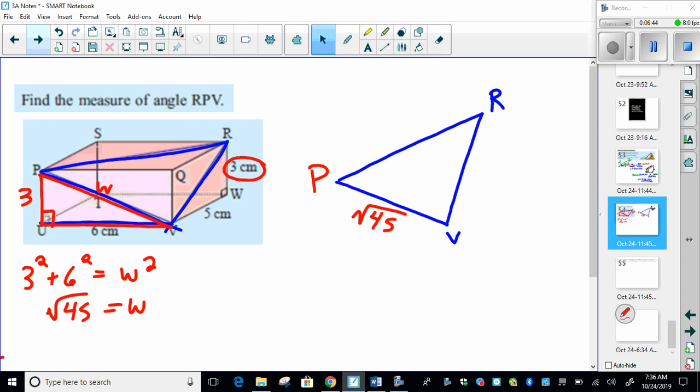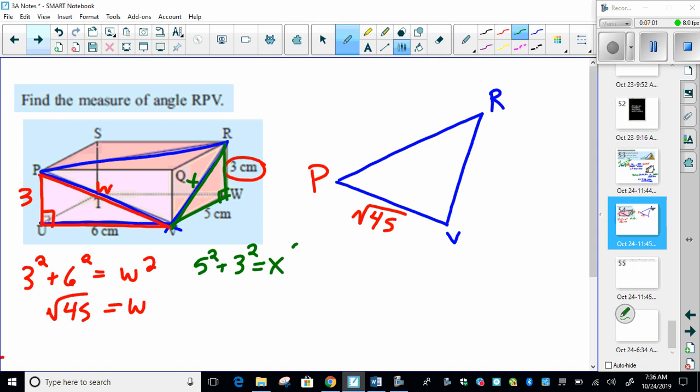Doesn't matter which ones you want to work with. Maybe I look at this one because I can easily see this is 5, this is 3. There's that 90-degree angle in there. Now that's the side of your box. So that again is a right triangle. So 5 squared plus 3 squared, leg squared plus leg squared equals hypotenuse squared. We'll call that one X. So therefore 5 squared plus 3 squared equals X squared. That's 34. So X is the square root of 34. So that was here.